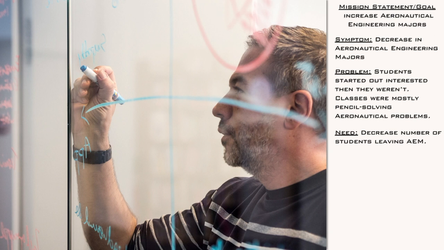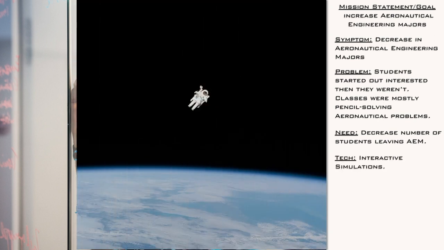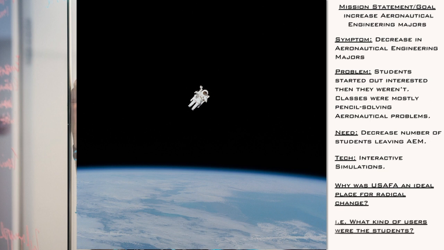All right. So the tech was interactive simulations. Because think of it like this, they signed up to do space stuff, and why was USAFA, it doesn't go through the whole, like all 6, but why was USAFA an ideal place for radical change? And if you're not sure, just in other words, what kind of users were these students? So the reason, it worked, right? So why did it work? Think about what kind of users were they?